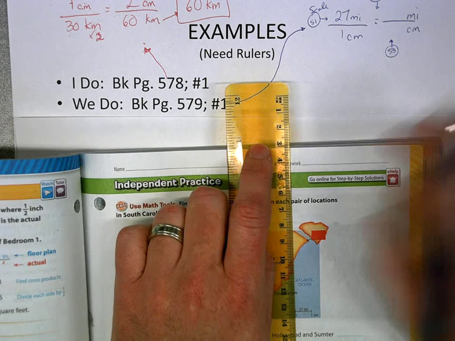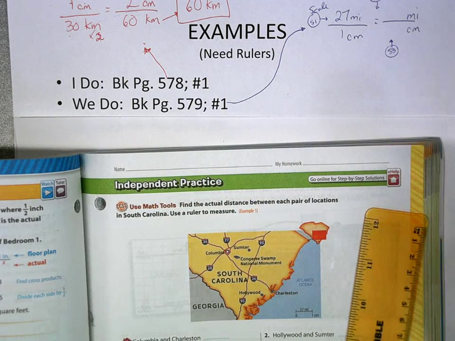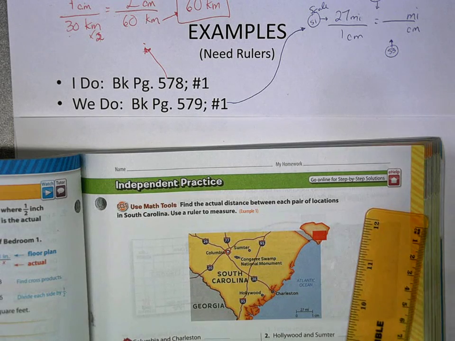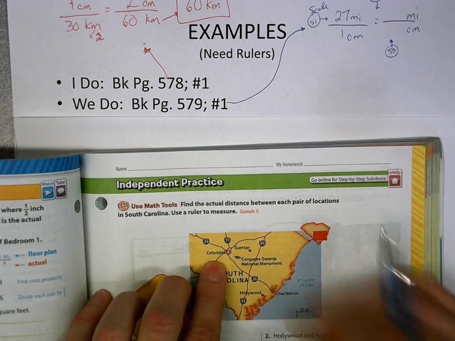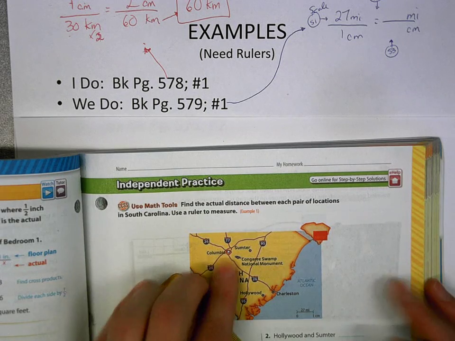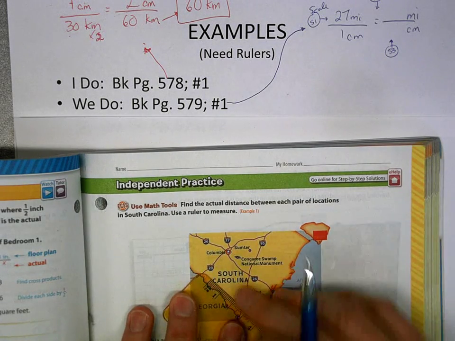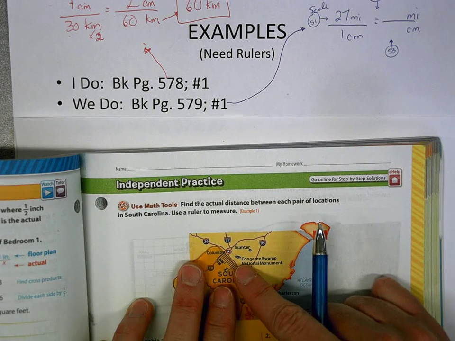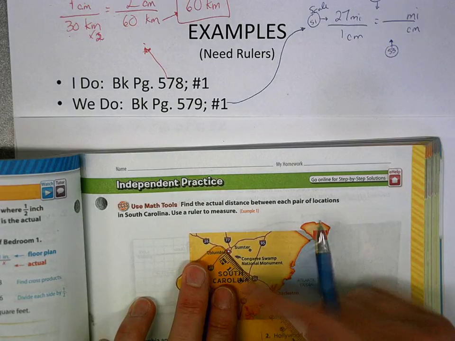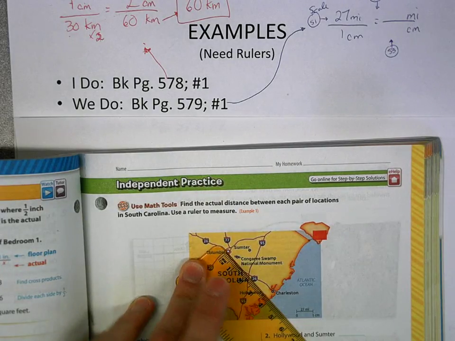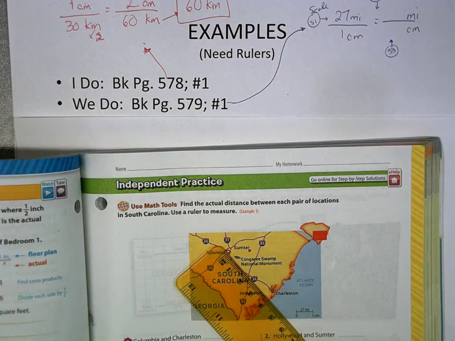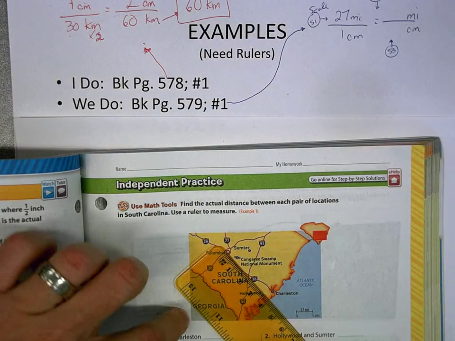So in this case, for number 1, we're measuring Columbia to Charleston. So here's Columbia, it has a little star. It's been a while since I've taken geography, but I think that's a capital city. I'm going to put 0 right smack dab in the middle of the star. So 0 is that line right there, in the middle of the star. Now I'm going to measure to Charleston. So there's Charleston there.